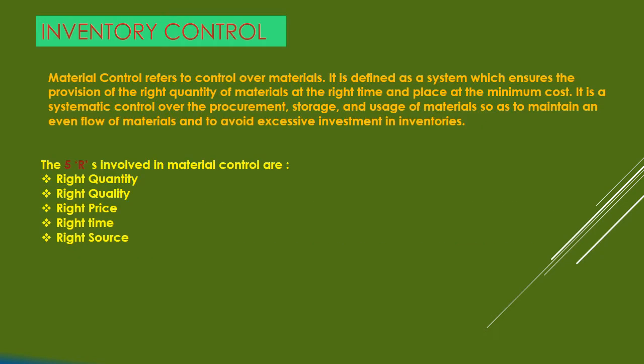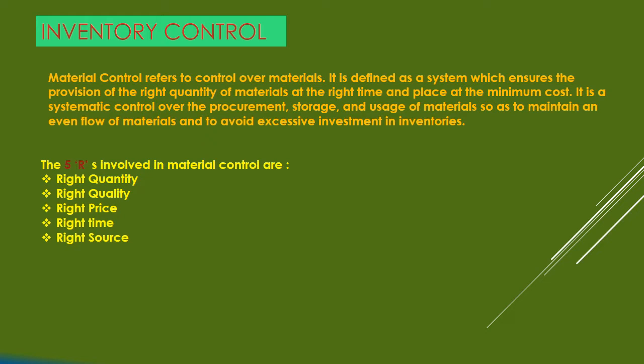In the manufacturing industry, the continuous flow of material is essential for a smooth running of the industry. If we are not getting the raw materials or components or any material in right time, our production will be affected. So there arises the need of inventory control. Material control or inventory control refers to the control over materials. It is defined as a system which ensures the provision of the right quantity of materials at the right time and place at the minimum cost.